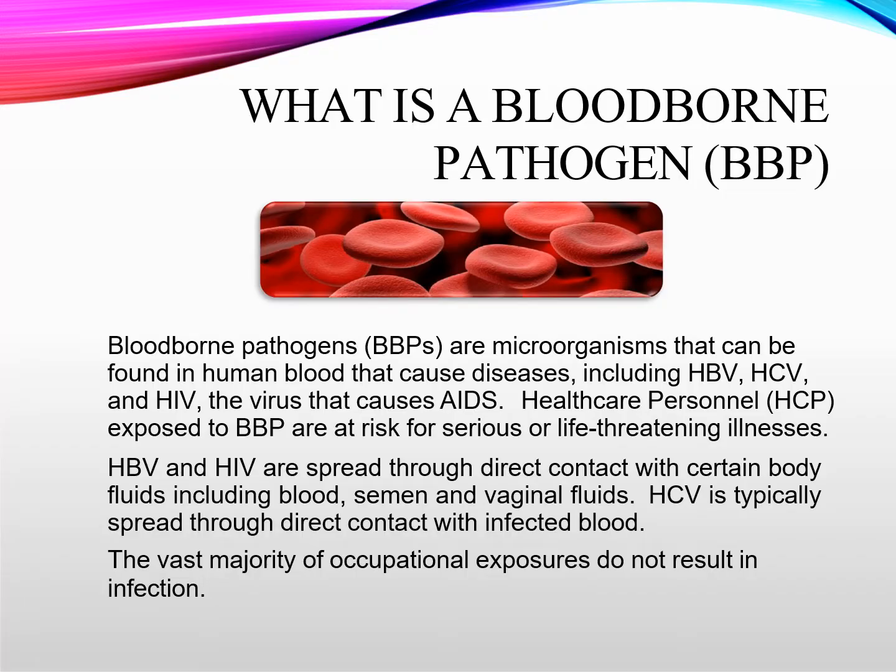Bloodborne pathogens are microorganisms that can be found in human blood that cause diseases, including Hep B, Hep C, and HIV. Healthcare personnel exposed to bloodborne pathogens are at risk for serious or life-threatening illnesses. Hep B and HIV are spread through direct contact with certain body fluids listed here. Hep C is typically spread through direct contact. The vast majority, thankfully, of occupational exposures do not result in infection.